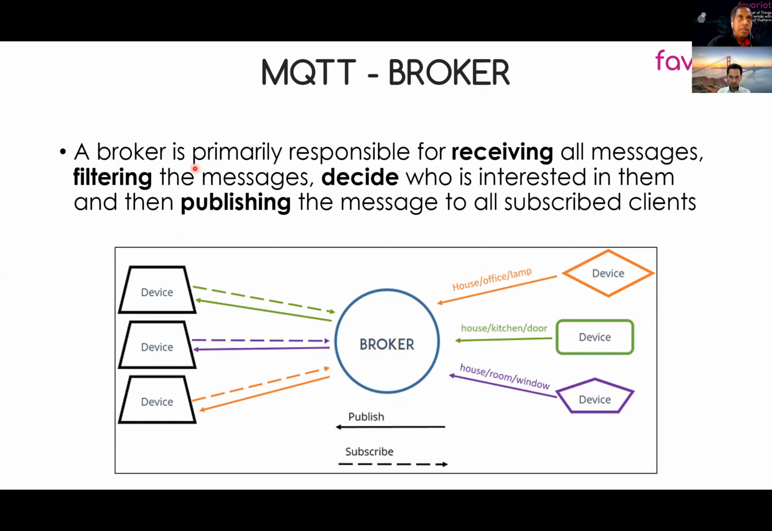Now, a broker is primarily responsible for receiving and filtering the message, deciding who is interested in them, and then publishing the message to all subscribers. It would not amend. It is not the role of the broker to amend any data. It would not delete it. The role of the broker is just relaying the messages, the topic and the message, to the recipient. So that is the role of the MQTT broker. So there are 4 components, as I mentioned: publish, subscribe, topic, message, and the broker.